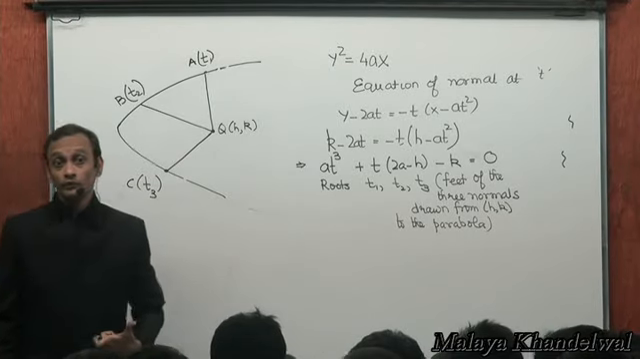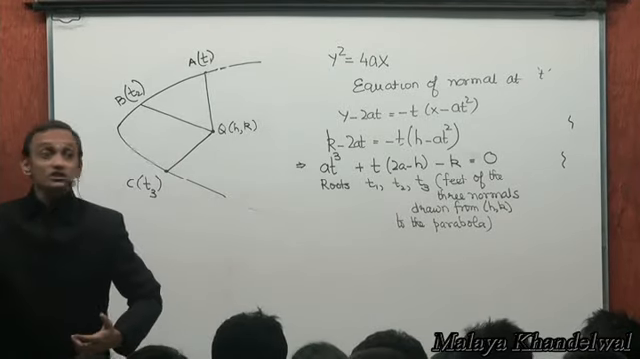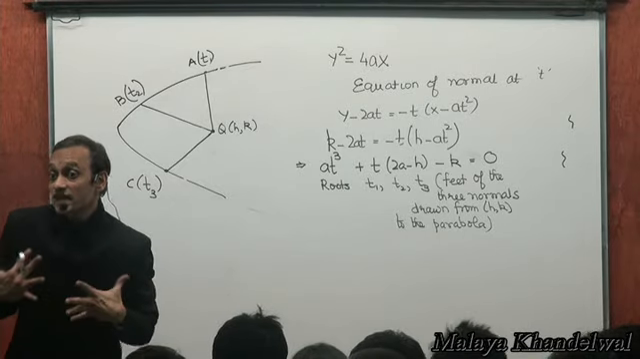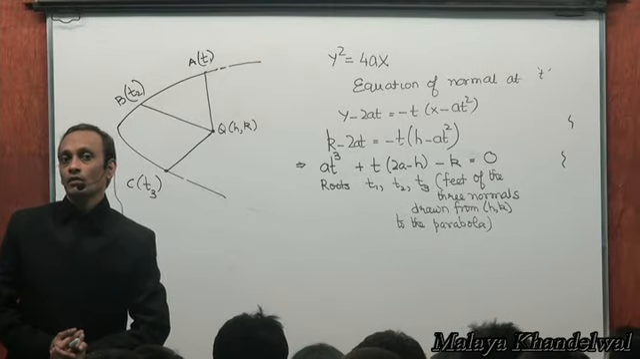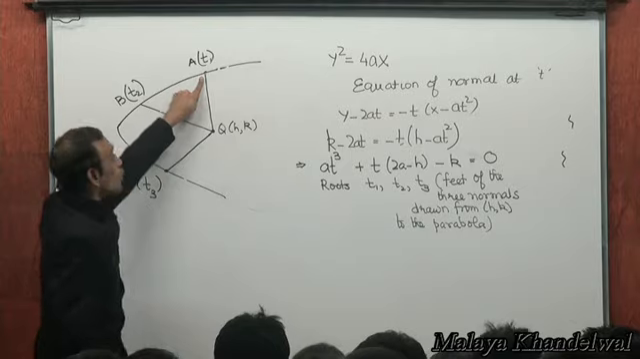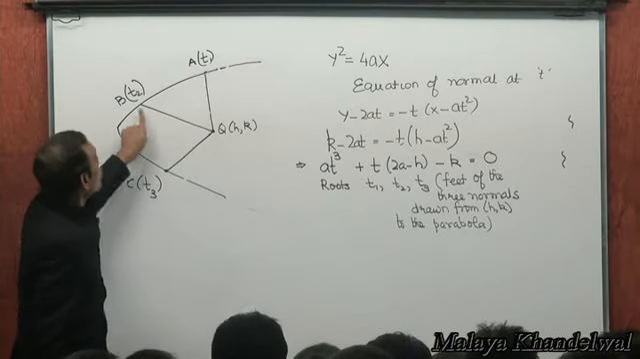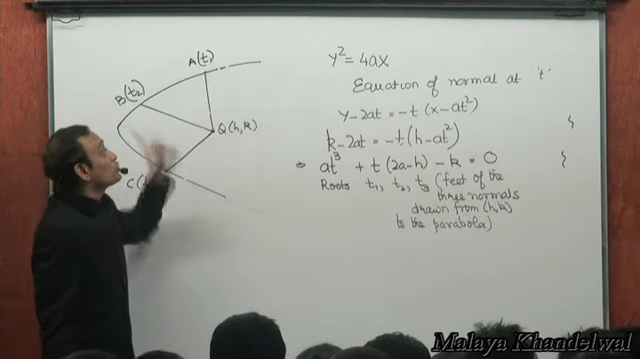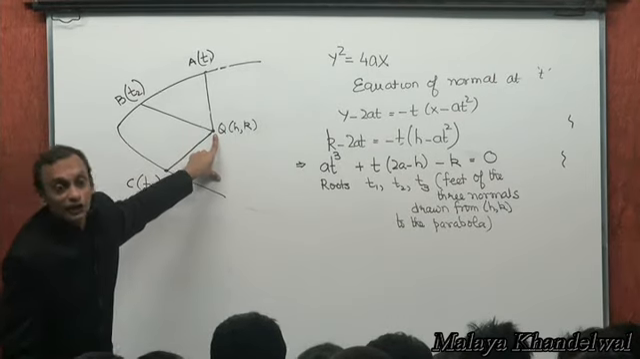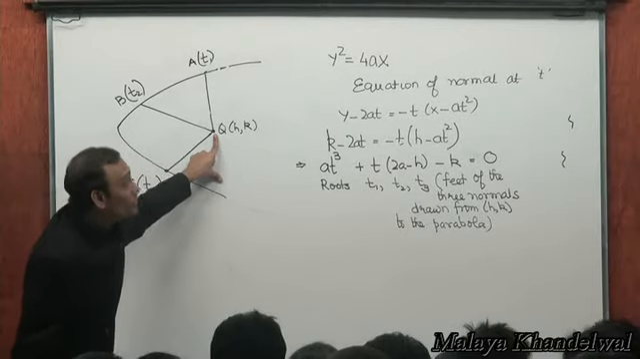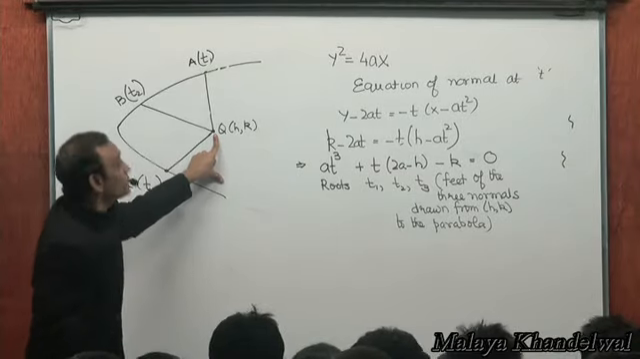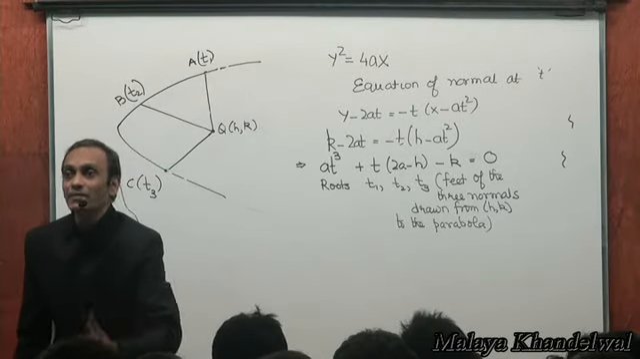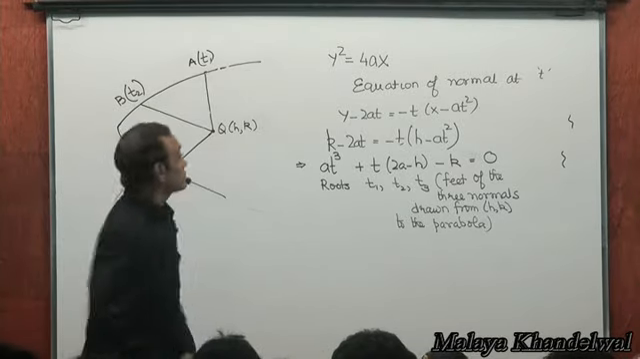Now, these 3 points are special points on the parabola. If a normal is drawn at A, and a normal is drawn at B, and a normal is drawn at C, then the 3 normals seem to be concurrent lines. They intersect at Q. Yes or no? That's the way we could look at it. That means normals at A, B, C are concurrent lines.